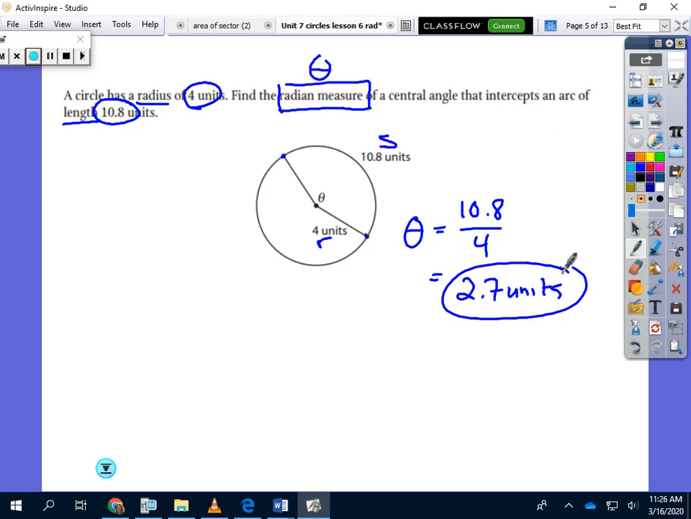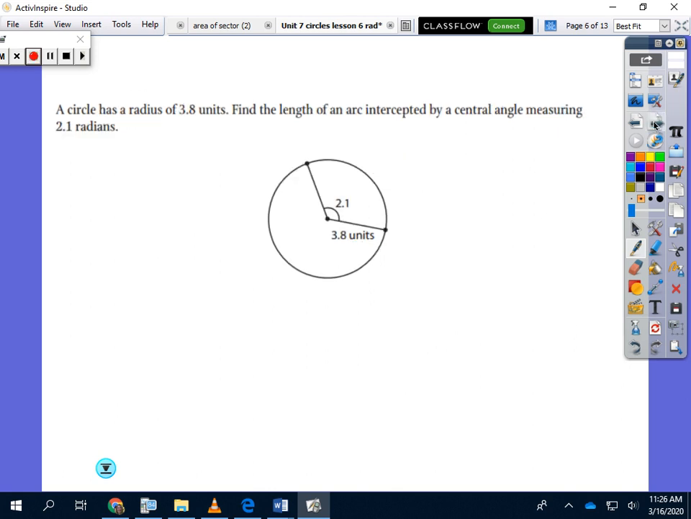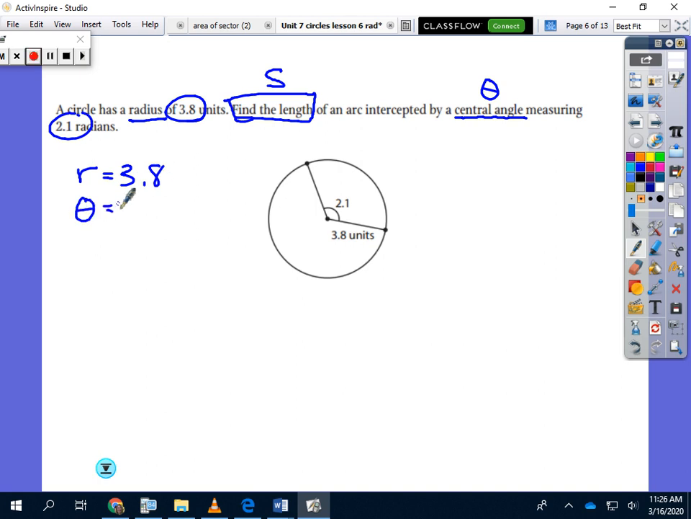Again, if I'm going too fast, just stop the video, go back, look at it again. I'm going to keep moving on. So a circle has a radius of 3.8 units. Find the length. So a radius of 3.8 units. Find the length, and at this point you should stop the video and try this one on your own if you didn't guess that already. So you need to find the length of an arc. So I'm looking for S instead of theta here. Intercepted by a central angle, so that's theta, measuring 2.1 radians. So in other words, R is 3.8, theta is 2.1, and S is what we're solving for.